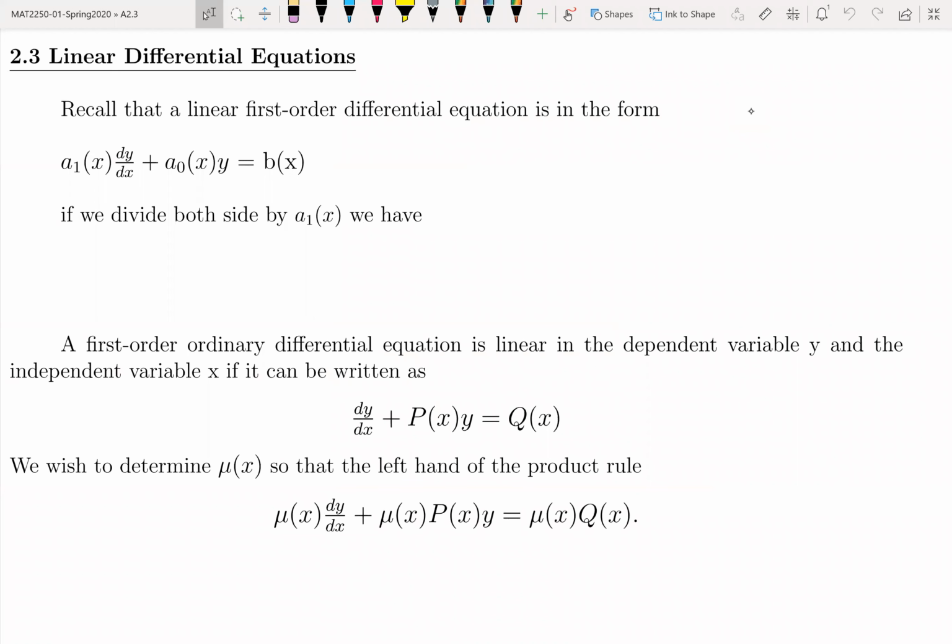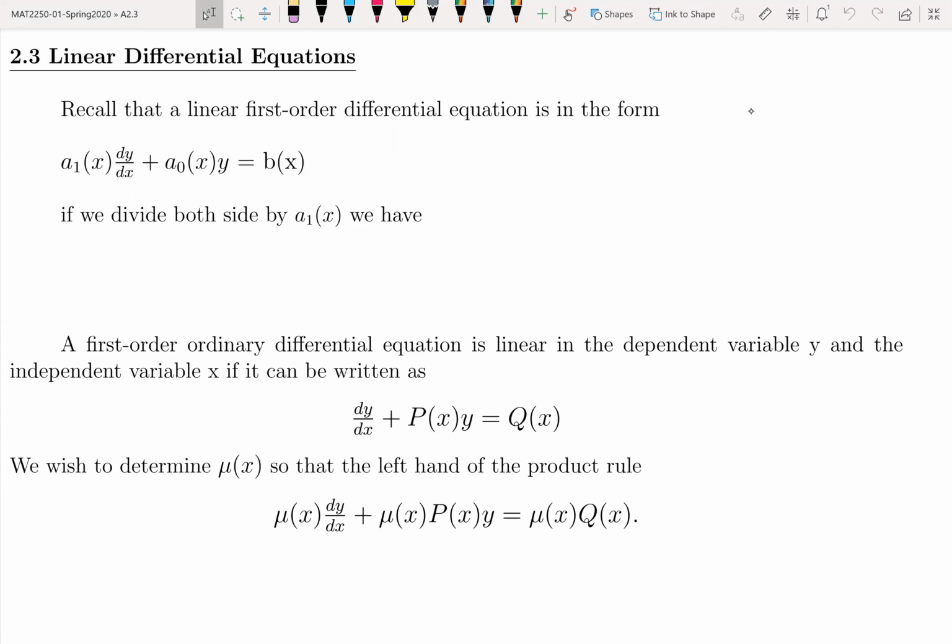Okay. As I said, the plan for today is just two sections, both of them about linear differential equations. One of them is how we solve linear differential equations. The other one is one application of first order linear differential equations. So this is just a different type of differential equation.